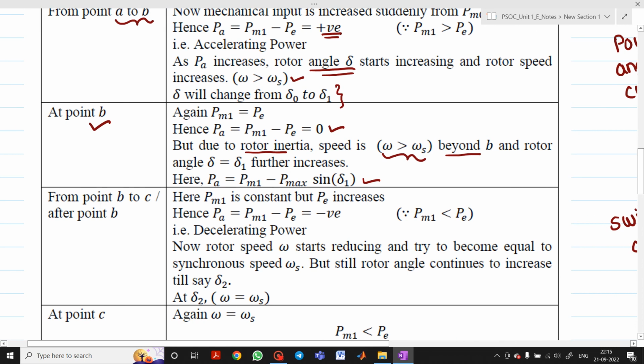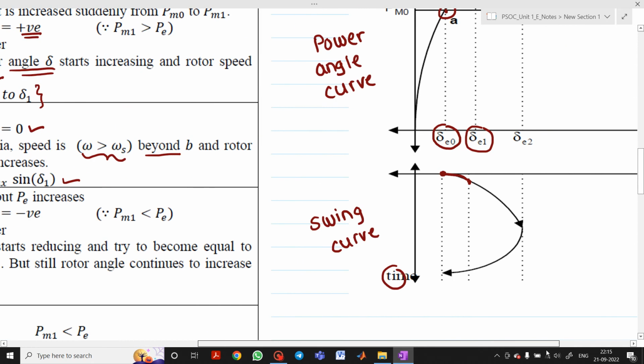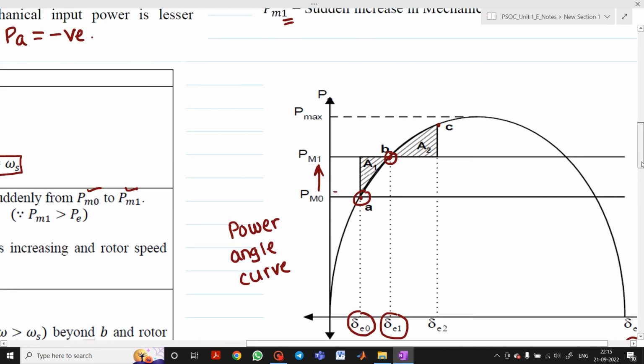Now what happens from point B to C, or you can write it as after point B, what happens? Now please see the diagram carefully. Here I am going to show it to you in the diagram. After point B to C, in between A to B, what was your omega? Omega was greater than omega s. Now in between B to C, what happens? Now omega will go on reducing, but still it is not equal to omega s due to the inertia of rotor.